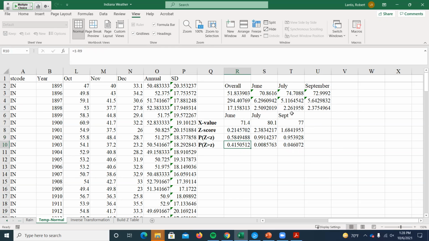So this is kind of where we left off last class. I think we maybe had some different cutoff values, but that doesn't really matter.